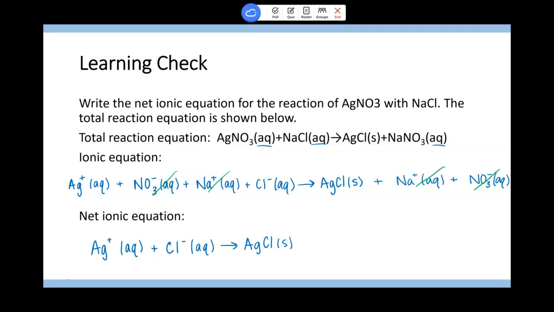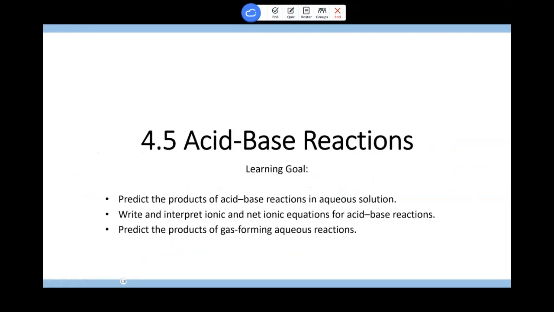All right, we are moving to section 4.5, acid-base reactions. So we'll predict the products of acid-base reactions and then write and interpret the ionic and net ionic equations for these reactions.